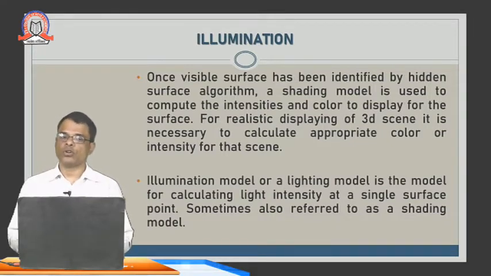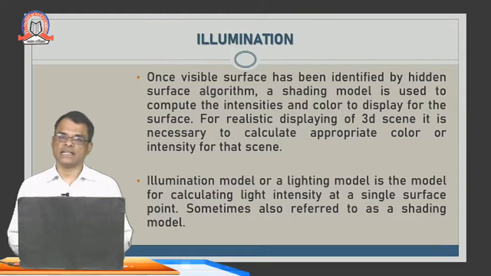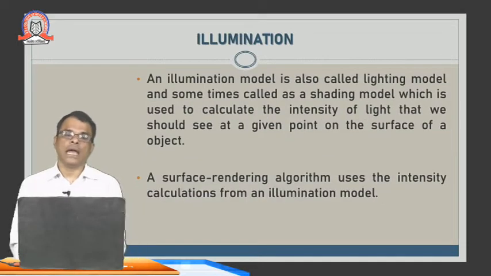So here we are going to talk about the basic illumination model. What is this illumination model? It is the calculation of light intensity at a single surface point. If you see a surface at a particular point, what is the light intensity? That calculation is considered as the illumination model. An illumination model is also called a lighting model and sometimes a shading model, which is used to calculate the intensity of light that we could see at a given point on the surface of an object.